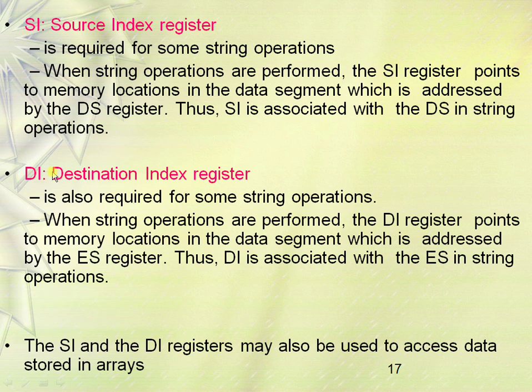Now coming to the destination index, which is again 16 bits. Whenever we are getting the output, the outputs are stored inside the extra segment. There is one segment whose name is extra segment, where the outputs are located.